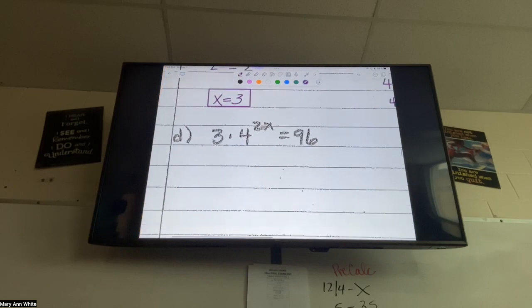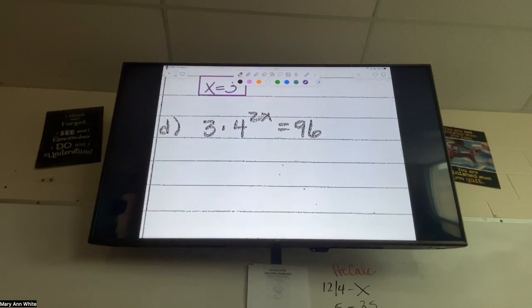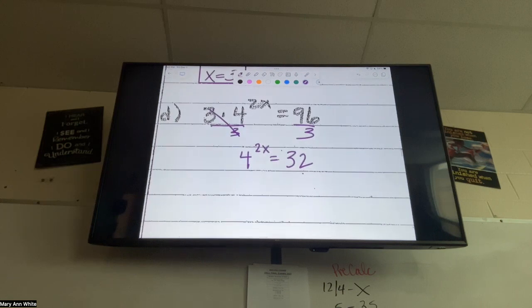All right, what should I do first on this next one? Divide by 3, awesome, get rid of that 3. So I get 4 raised to the 2x equals 32. Okay. Can we raise 4 to some power to equal 32? No, I mean, technically we can, it's a fraction, but we can't think of a whole number. So can we raise 4 and 32 to a number that's the same base?